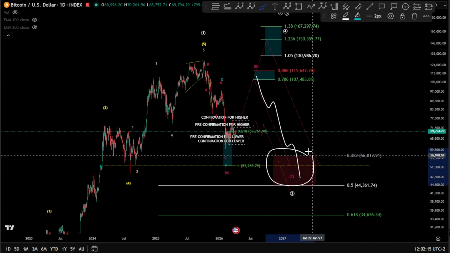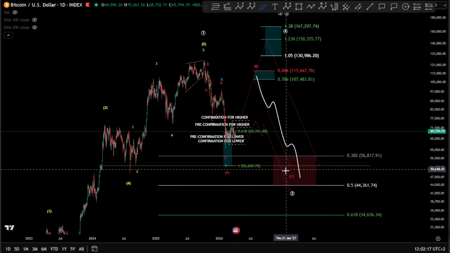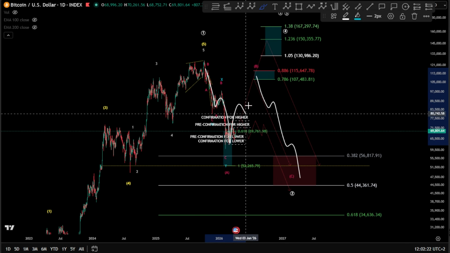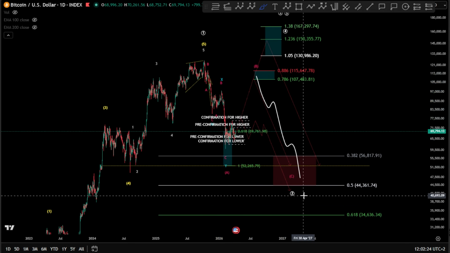So we still need the time. We still need the lower prices anyway, but maybe not now. Maybe first we go up and then we push down in this shallow bear market.